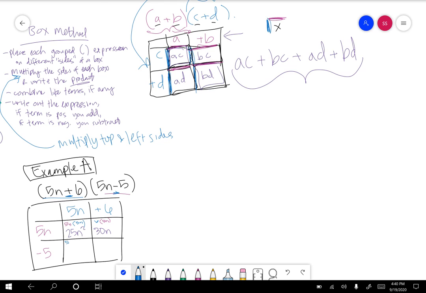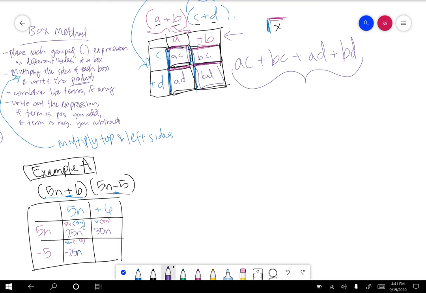Next we have 5n times negative 5. I'm writing what we're actually doing in the box just so you can see it. I don't normally do that, but it's just an example for you. So 5n times negative 5, we're going to multiply the coefficients. Negative 5 times 5 would be negative 25. And n stays the same.